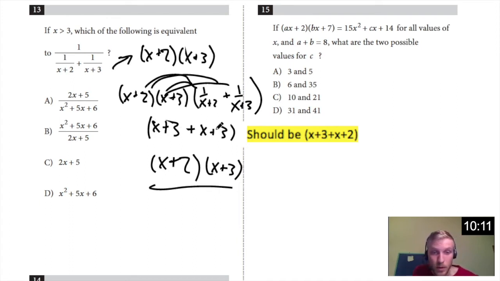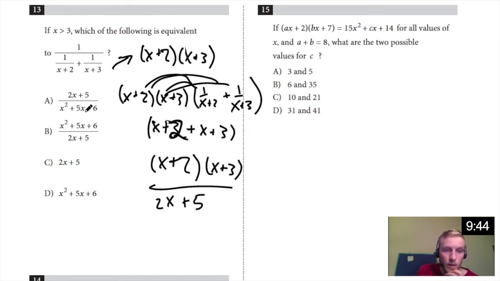Our denominator, I'm going to combine the like terms as I write it out. So we have 2x terms, that gives us 2x, 3 plus 3 is 6. What am I missing? This should have been x plus 2. I'm sorry about that. This should have been x plus 2. 2 plus 3 is going to be 5. Alright, so 2x plus 5.